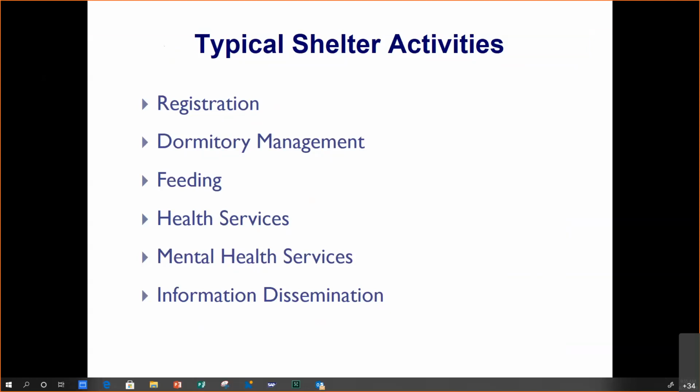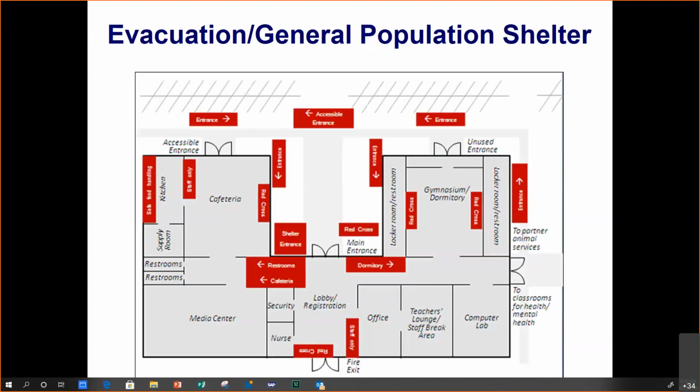Next slide, please. This is basically how general population and most shelters are. This is one that the American Red Cross uses, on how they set up their shelters. You can see in the left-hand corner you've got a cafeteria area, so that might be where the snacks are. You've got the registration, which is usually in the front lobby.